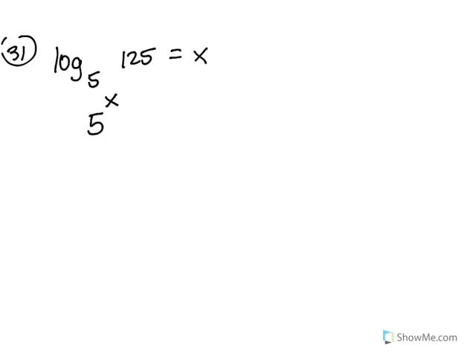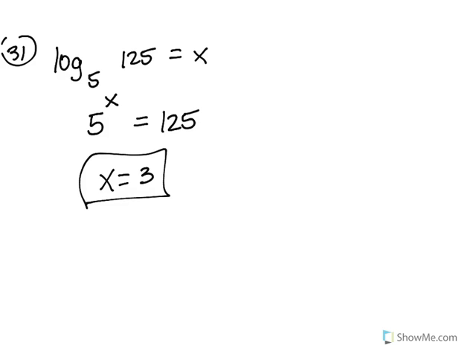And then 31 actually wants you to solve the log function. So I would set it up as an exponential function, which would be 5 to the x power equals 125. So in other words, I'm asking you, what power would I need to raise 5 to in order to get 125? Well, obviously that would just be the third. 5 to the third power is 125. Okay, so your x is just 3.